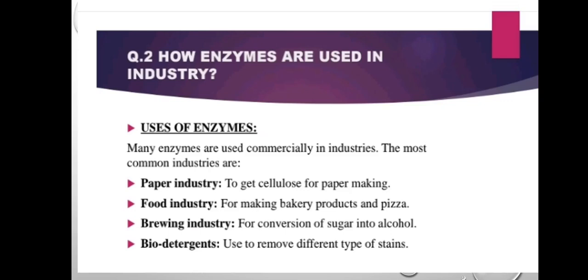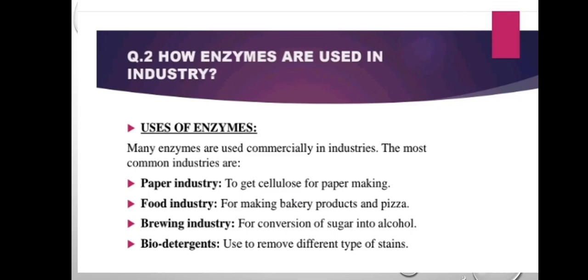Next, how enzymes are used in industry. Heading: uses of enzymes. Many enzymes are used commercially in industries. The most common industries are the paper industry, food industry, brewing industry, and biodetergents. You have to make a heading first for each and then write it down with its answer.